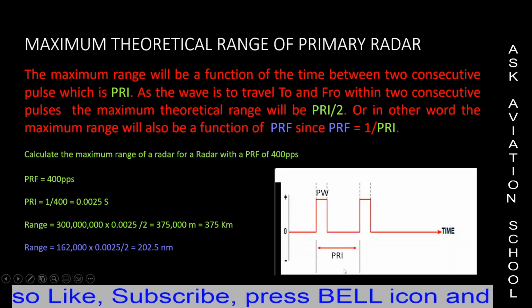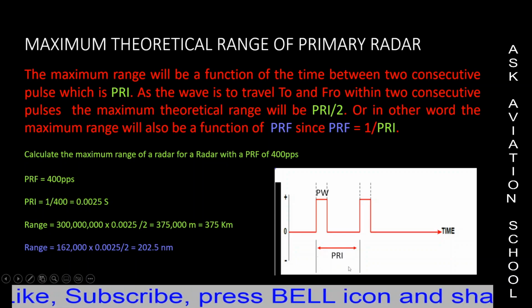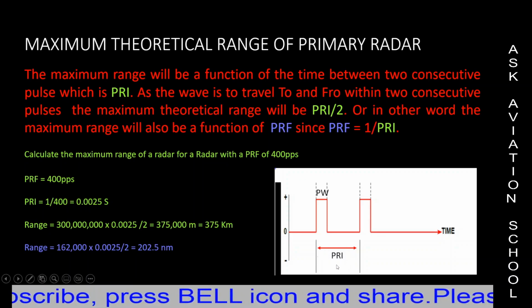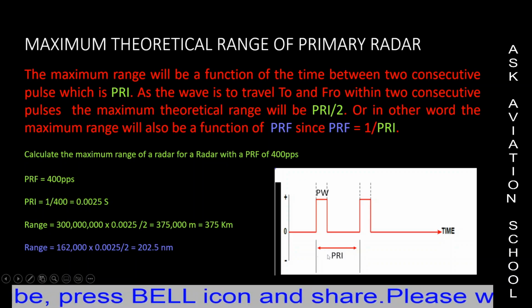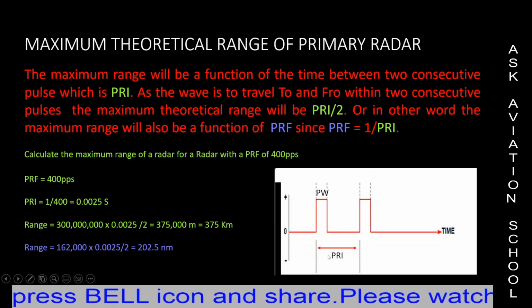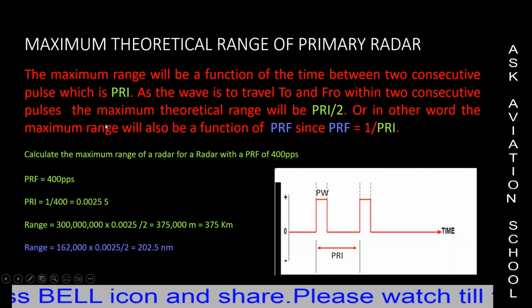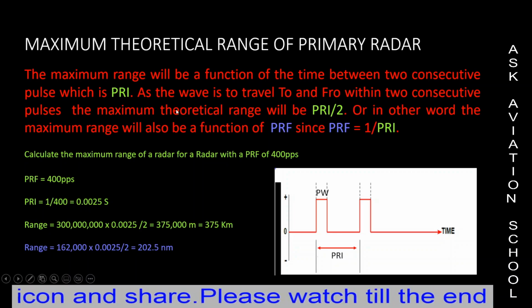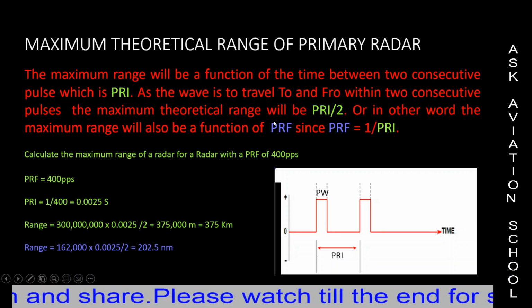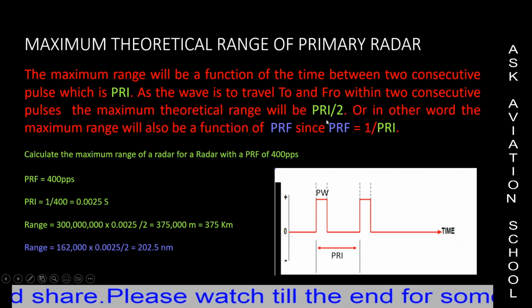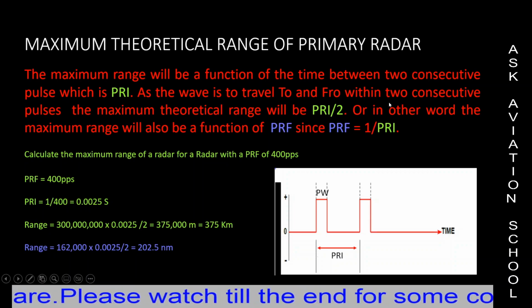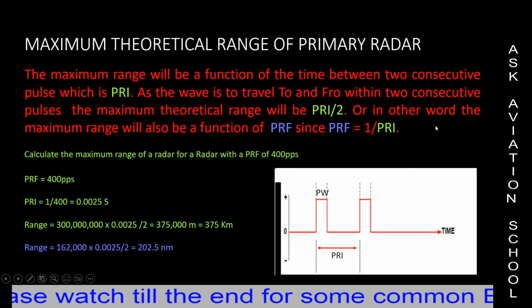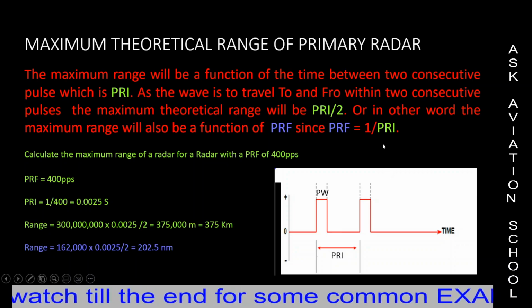So the distance, when converted in terms of the time of travel decided by the PRI, will be the maximum range of a radar. As the wave has to travel to and fro within 2 consecutive pulses, the maximum theoretical range will be PRI upon 2. In other words, the maximum range will be a function of the PRF, since PRF is equal to 1 upon PRI.